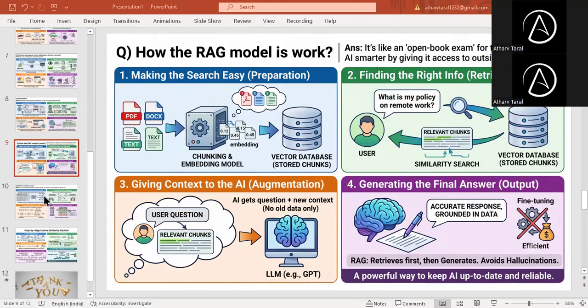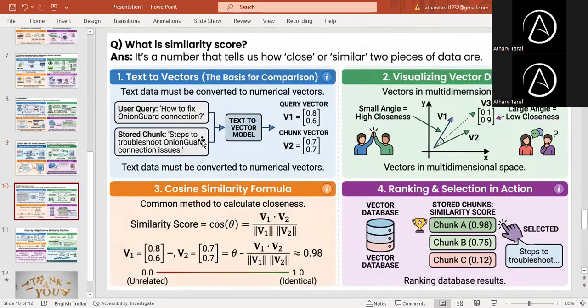So in that way, we will go to the next question. How is the similarity score found? It is a number that tells us how similar two pieces of data are. That is a great question. Actually, if you want to understand how AI finds the right information.